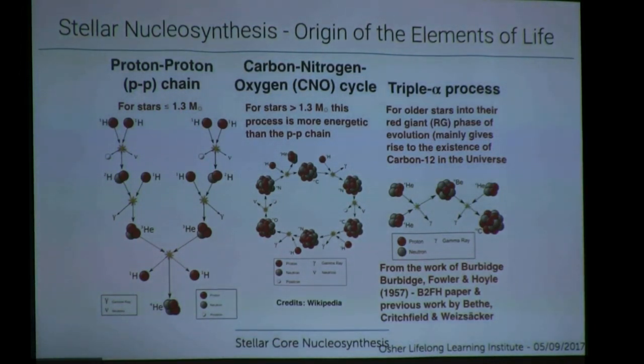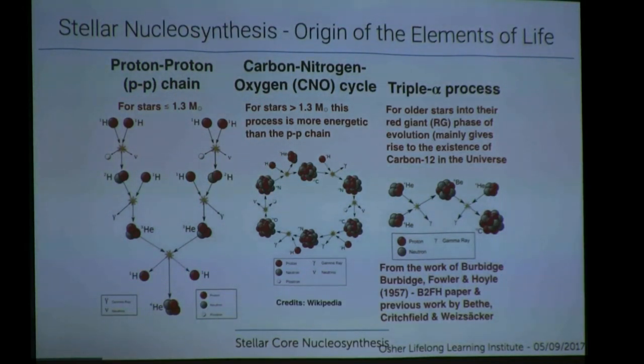The carbon-nitrogen-oxygen, or the CNO cycle, happens for stars that are more massive than the sun, and in particular, we're actually pretty close to that limit. So the sun is only a third less massive than it needed to be a star like this. But in this case, basically, the star uses carbon, nitrogen, and oxygen as a catalyst to fuse helium nuclei.